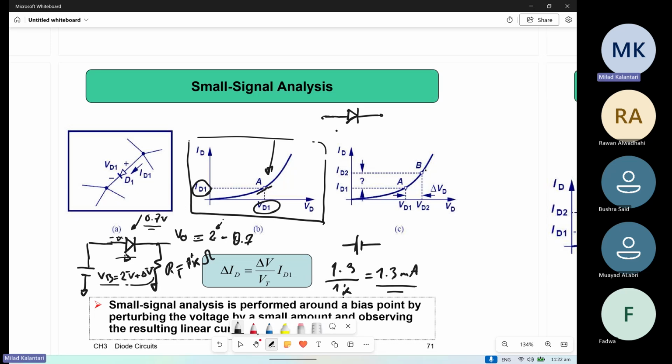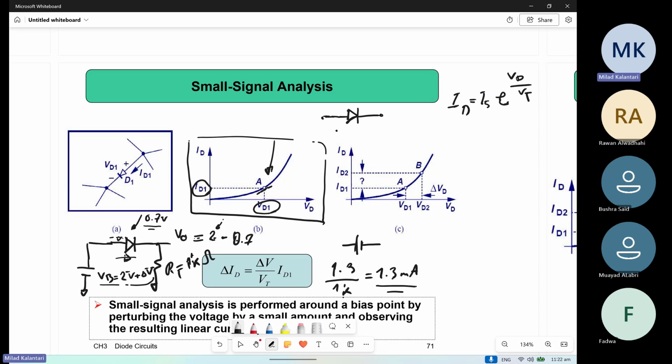So to figure out the slope of this region, you need to go back to the actual diode IV characteristic: I equals I_S times e to the VD over VT.